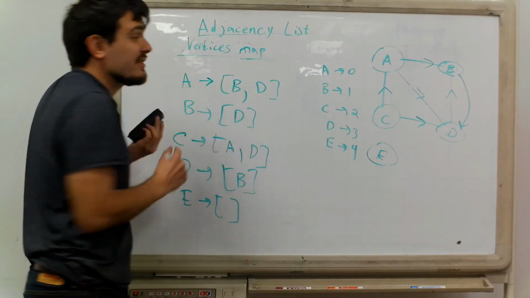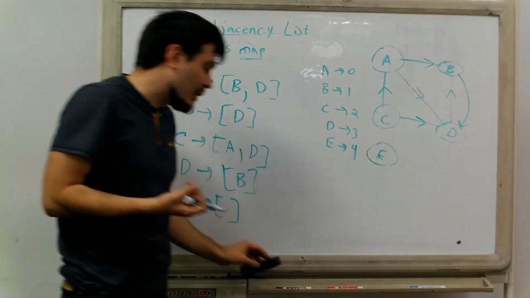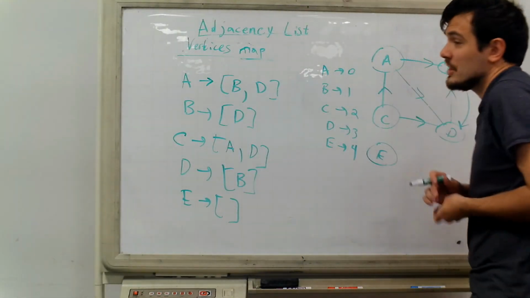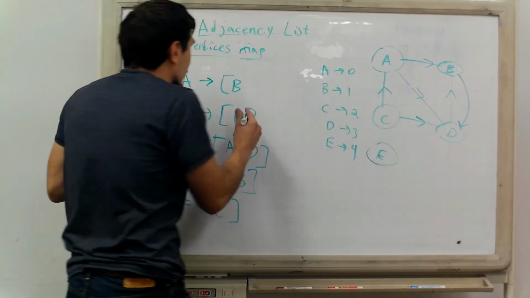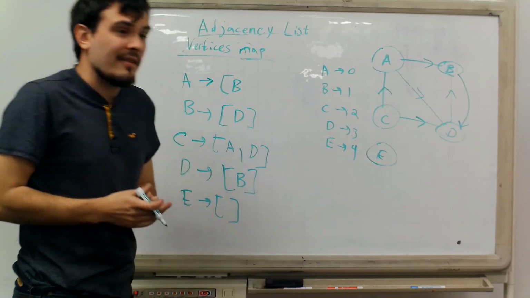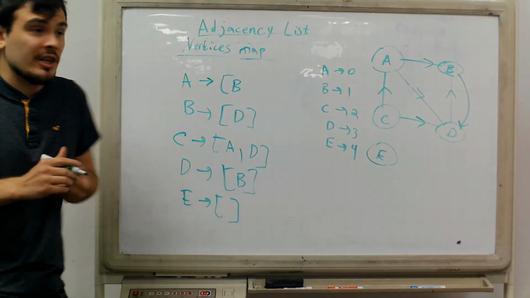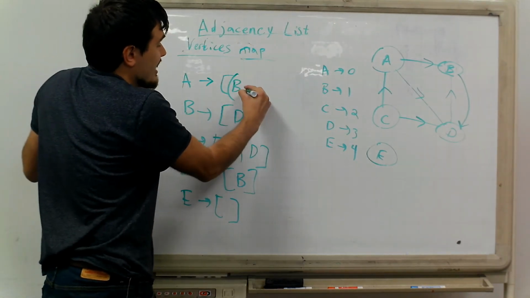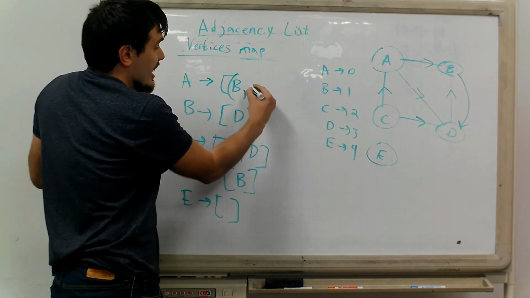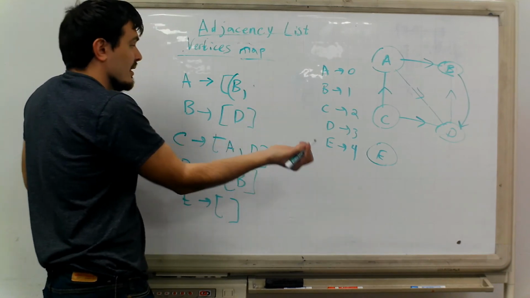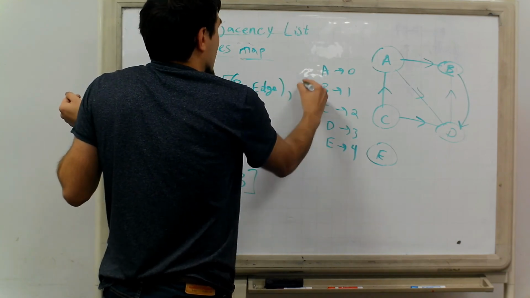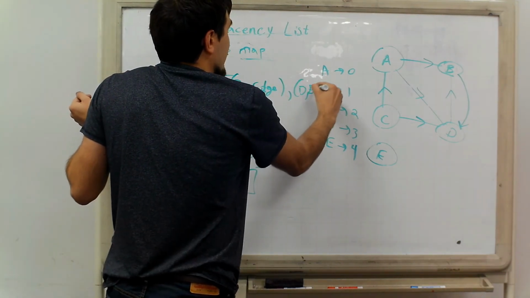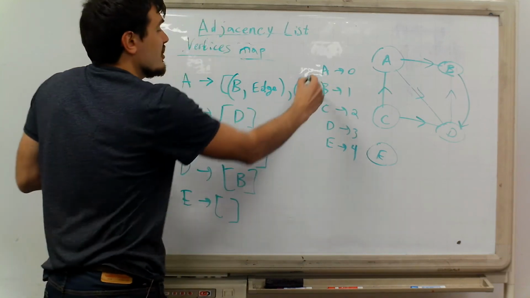Where do you put edge weights if you have edge weights? Great question. If you have a lot of metadata associated with an edge, the general idea is you would put it here, some kind of edge object. And here you would put the edge object that represents this edge.